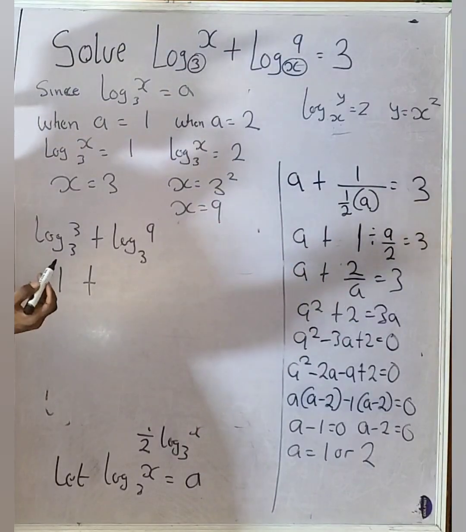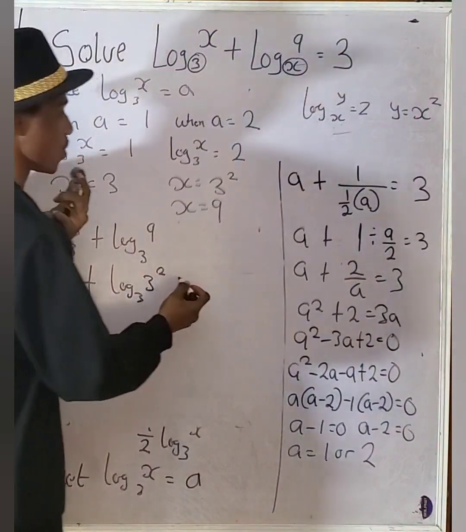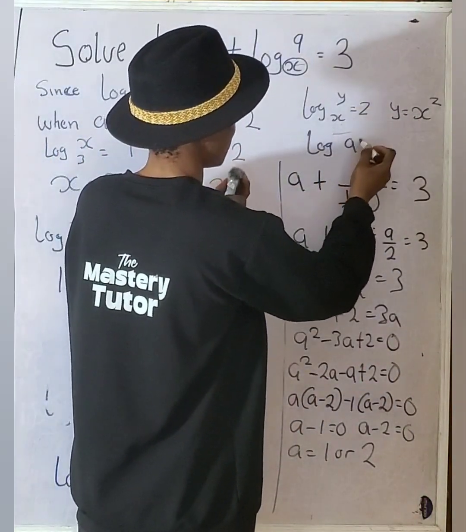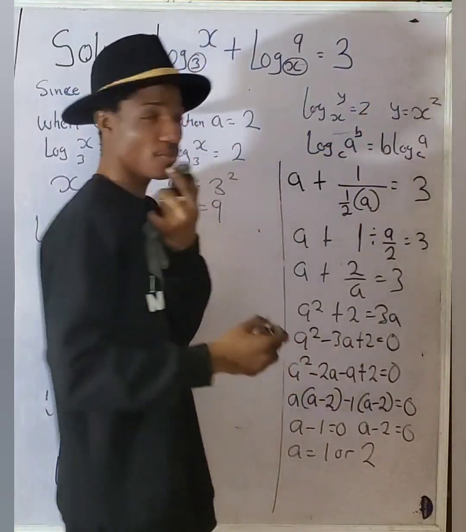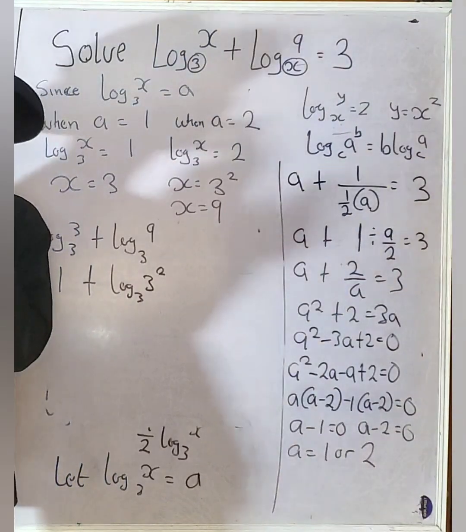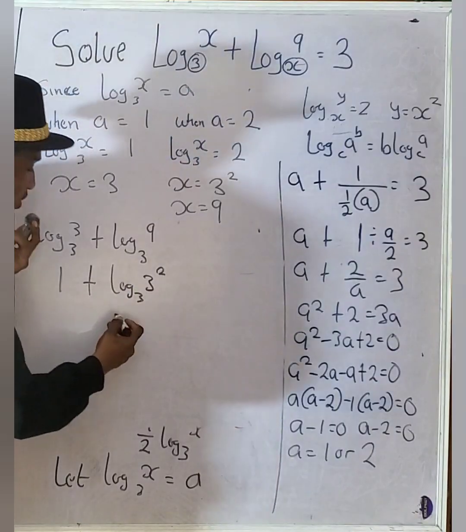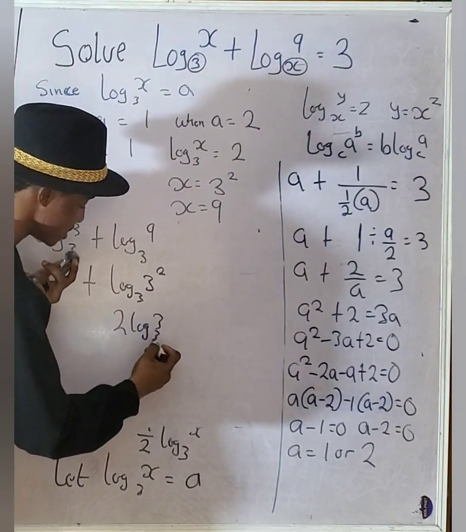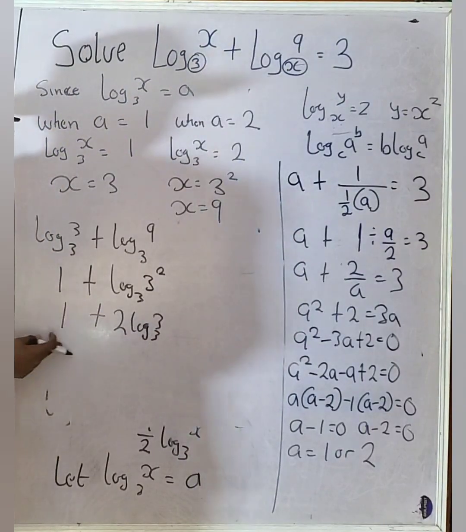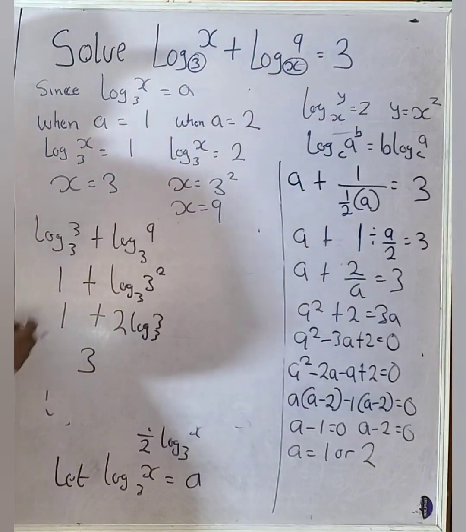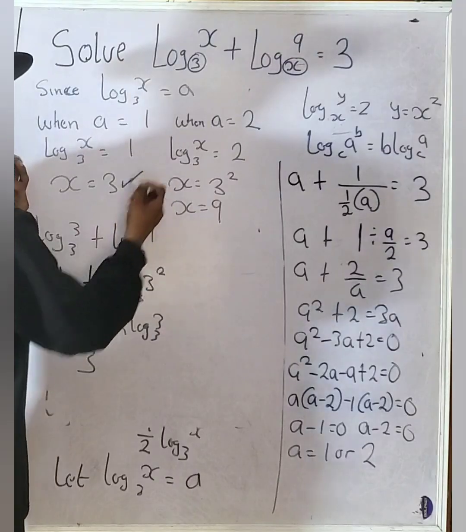Now, 9 can be written as 3 raised to the power of 2. So I'm going to have log 3 raised to the power of 2 base 3. According to this law, if you have log a raised to the power of b base c, this can be written as b log a base c. Are you following? The log of a power is the product of the power and the log. So I can rewrite log 3 raised to the power of 2 base 3 as 2 log 3 base 3. Put the plus, and here log 3 base 3 is 1. 2 times 1 is 2. 2 plus 1 is 3. So I'm going to have 3 here. You can see that when x is 3, our result is 3. Okay, so the value of x as 3 satisfies the equation.